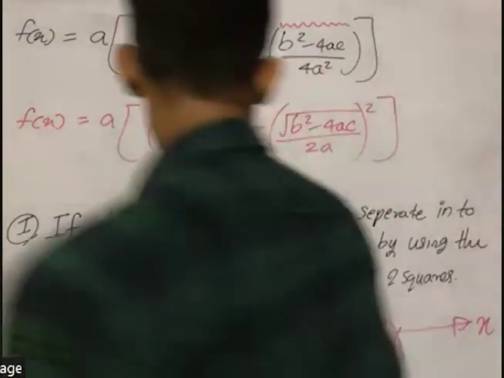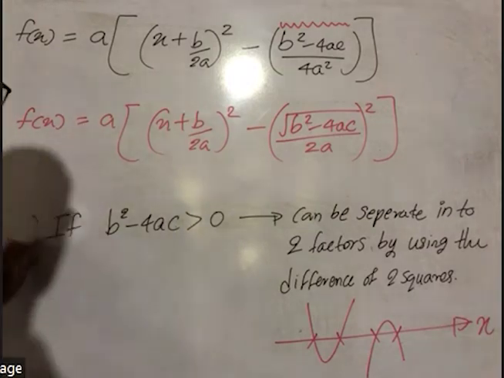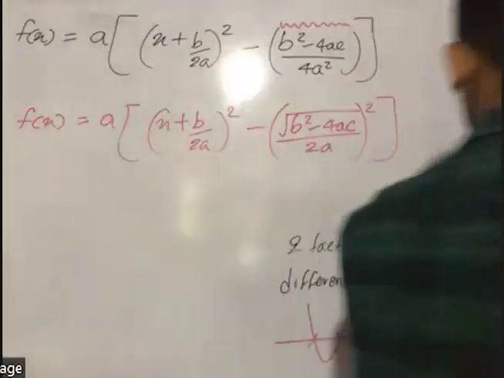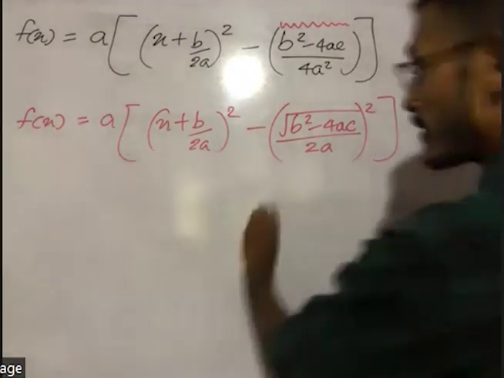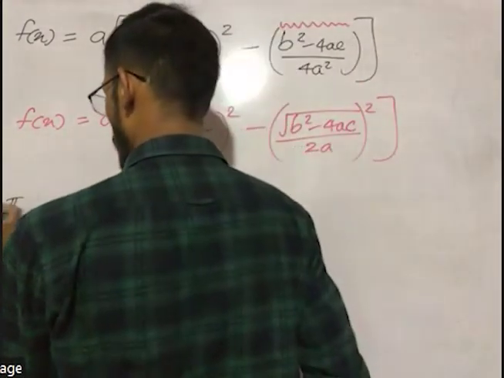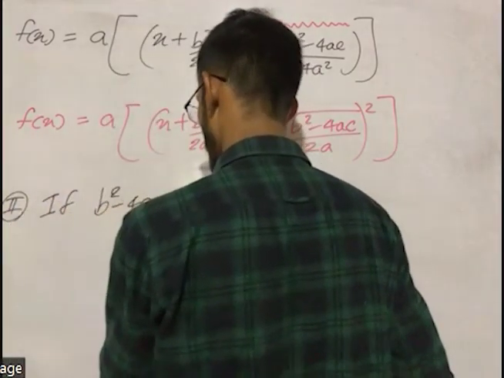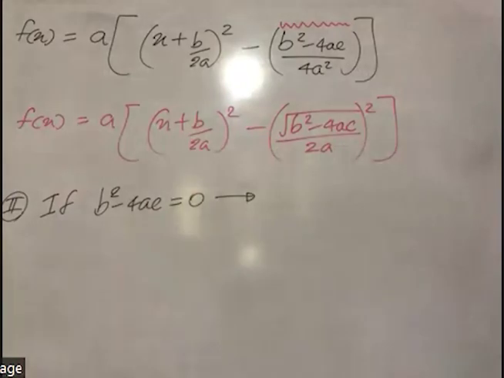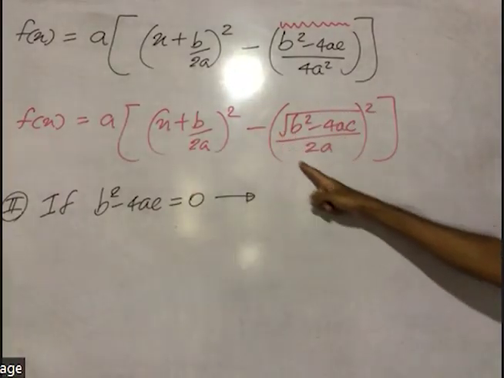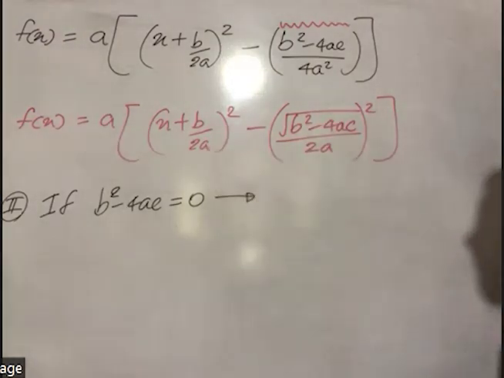Now let's see what will happen if b square minus 4ac is equal to 0. This is the first one. Write down the second part. If b square minus 4ac is equal to 0, what will happen? Now look at this. If b square minus 4ac is equal to 0, this whole part will be equal to 0. Then this term will cancel. Then there is only one complete square.